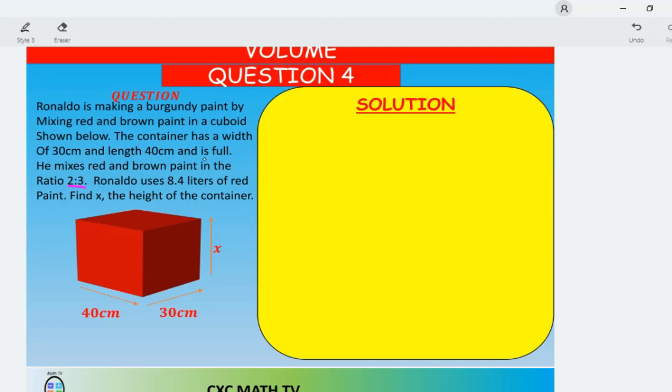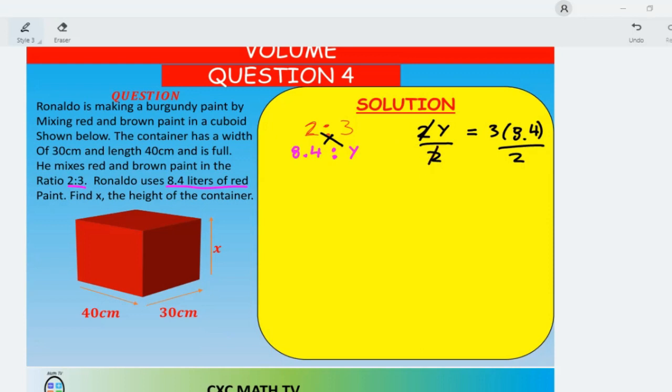So the first thing is that the ratio of red and brown is 2 to 3. Then they told us that 8.4 liters of red paint was used. We don't know how much brown. Let's call that Y. Now, what we can do is find what Y is by cross multiplying, because the ratio must be maintained. So 2Y is equal to 3 times 8.4. Then we divide both sides by 2. That will give us Y.